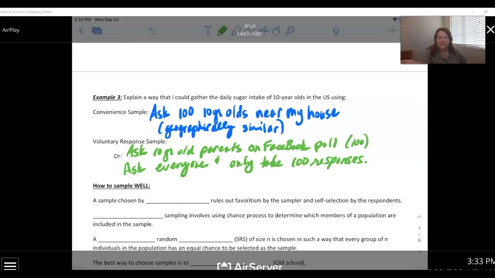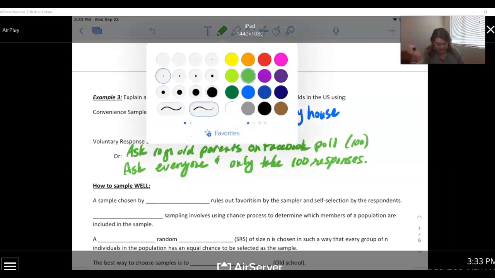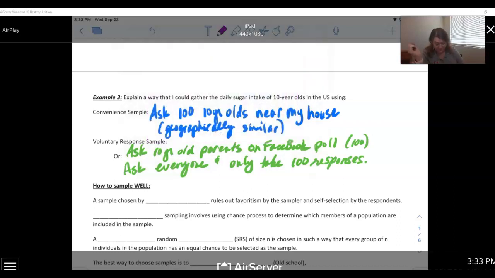Some ways that we can sample well. The key idea of sampling well is we want everybody to have an equal chance to be selected, to be chosen, to be picked for a part of a survey. Everybody should have an equal chance. So a survey chosen by chance rules out favoritism from the sampler.